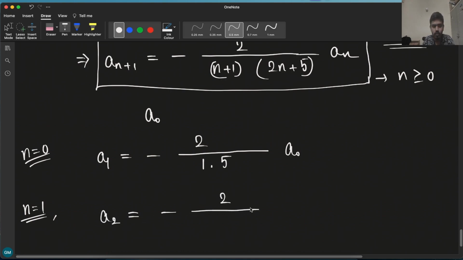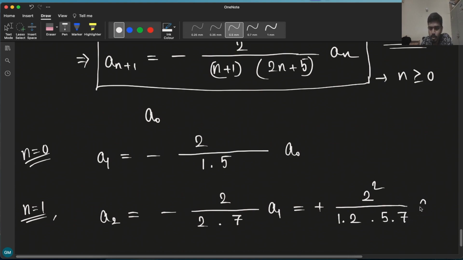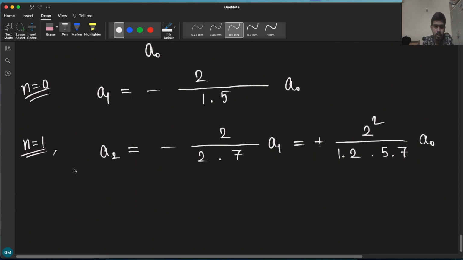2 divided by, so 1 plus 1 is 2, so it is 2 dot, and 2 times 1, that is 4, sorry, 2 plus 5 is 7, a1. If I put the value of a1 here, it will be plus 2 square divided by 1 times 2 times 5 times 7 times a0, right? I'm writing it in this way because it will follow a pattern.